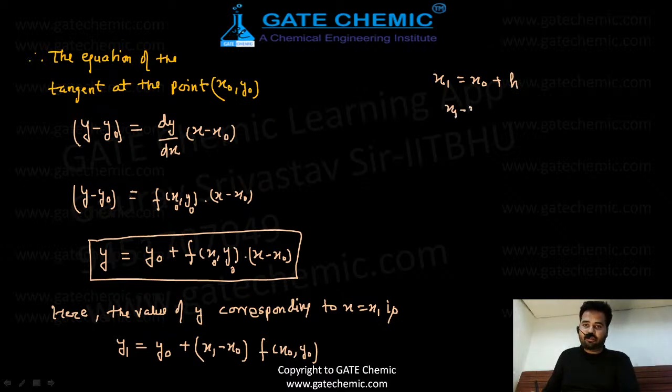So you can see in place of x1 minus x naught you can write h only. Here, see beta, you can write h only in this place.